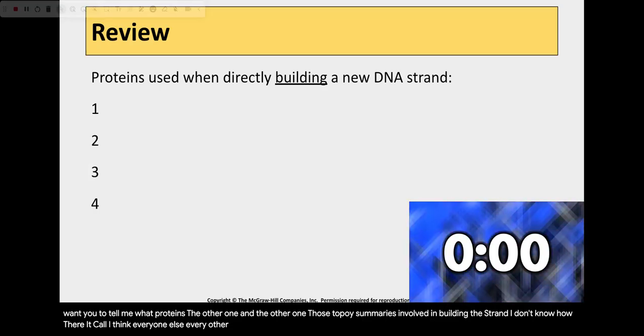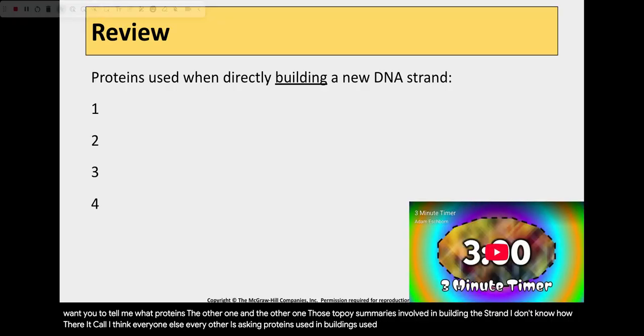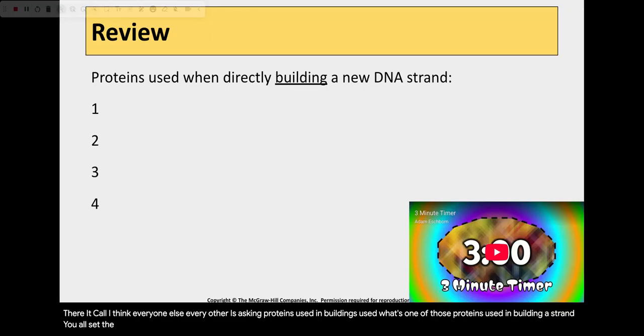Alright. So this question is asking about proteins used in building the new strand. Right, so we're going to ignore all those proteins used in unwinding the parent strand. What's one of those proteins used in building the strand? What protein do we need to set the start point? We need primase. Primase to make the RNA primer, yes.